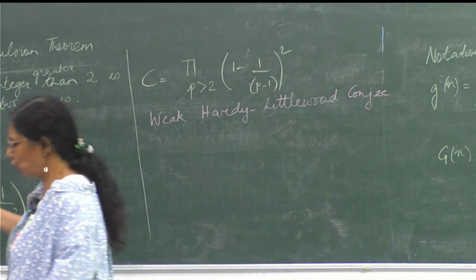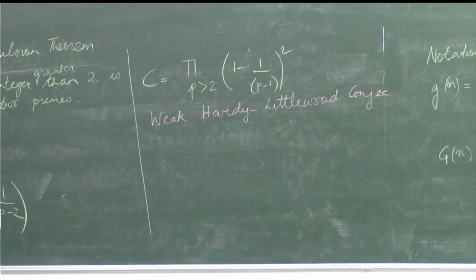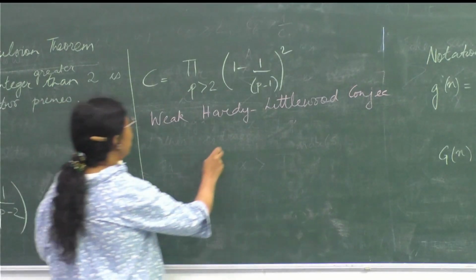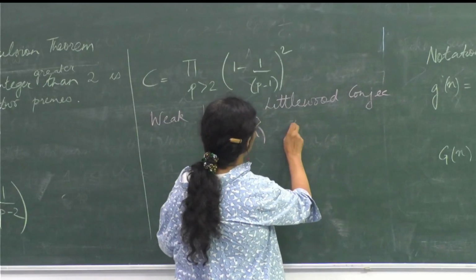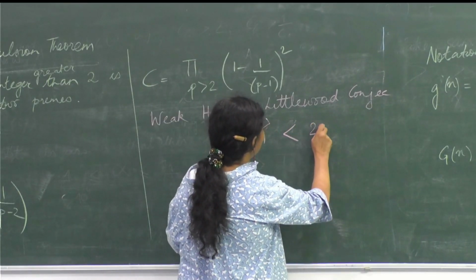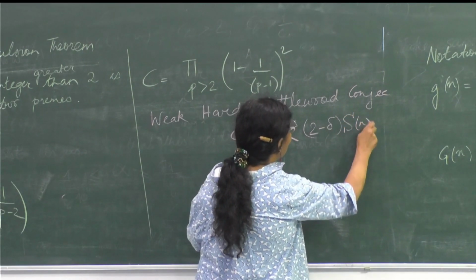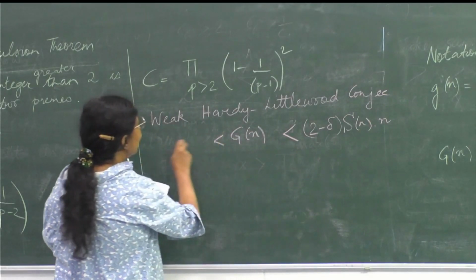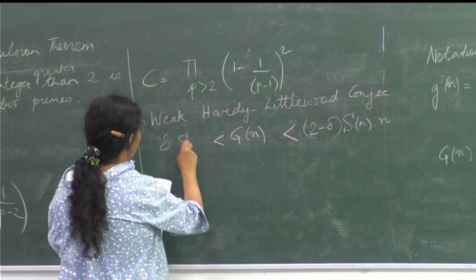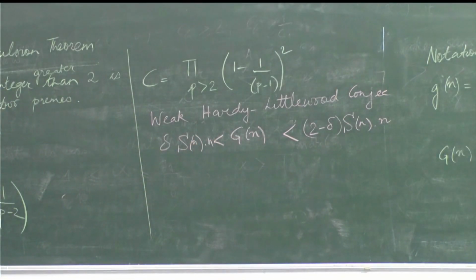This says that G of n can be between, and so instead of an asymptotic, it's 2 minus delta times the same S of n into n on one side, and on the other side, this is delta S of n into n. So this is a weaker form of the Hardy-Littlewood conjecture.